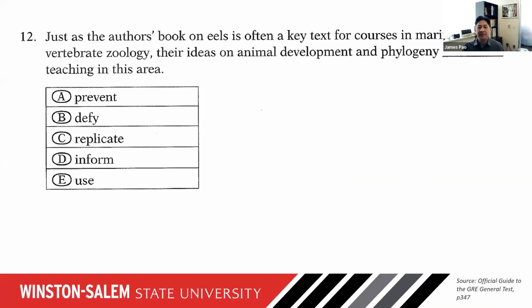So the first question I have for you is this. Just as the author's book on eels is often a key text for courses on marine vertebrate zoology, their ideas on animal development and phylogeny, blank teaching in this area. So again, text completion, they're going to give you a blank. They're going to ask you to fill in the blank with A, B, C, D, or E. So y'all go ahead and start working on this. And when you've got an answer, give me a thumbs up so I can have you guys participate. I'm going to give you just 30 seconds. Go for it now, please.